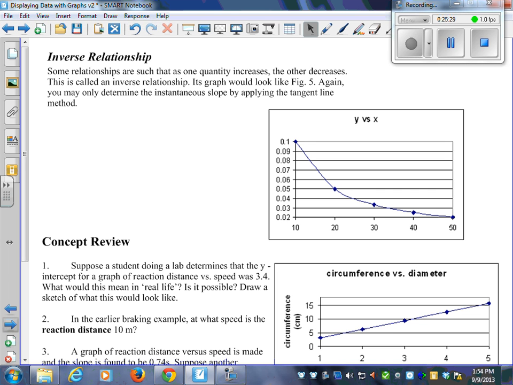Again, you may want to determine the instantaneous slope by applying the tangent line method. I'm going to show you more about that in a bit. But if you had to find the slope right there, you would draw a straight line at that point, pick 2 points on that line and then find the slope. And you're going to be doing that curve.